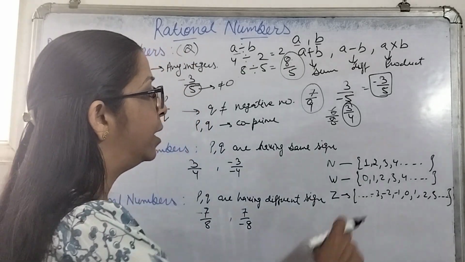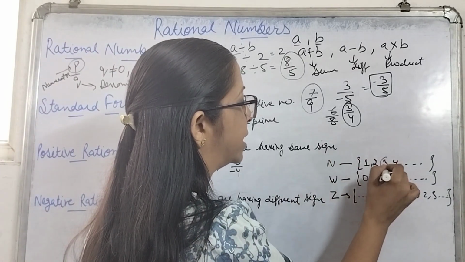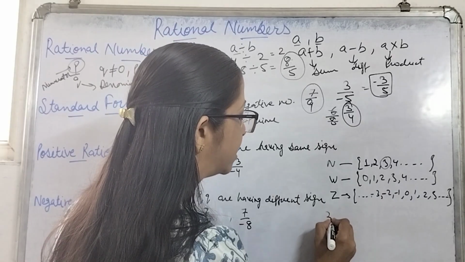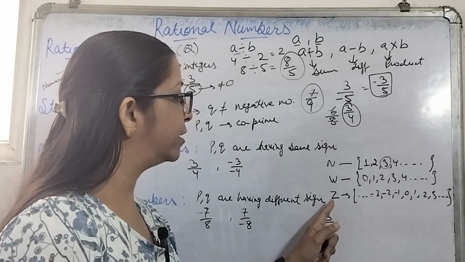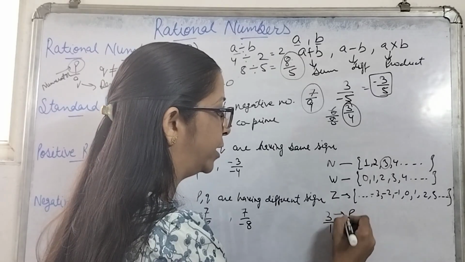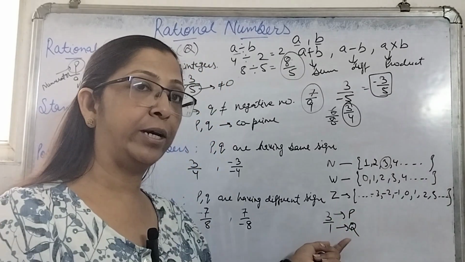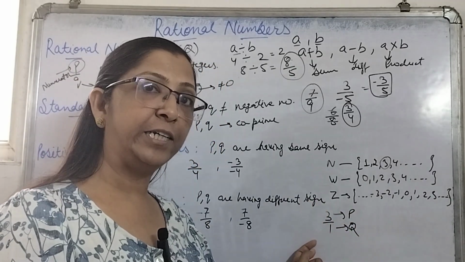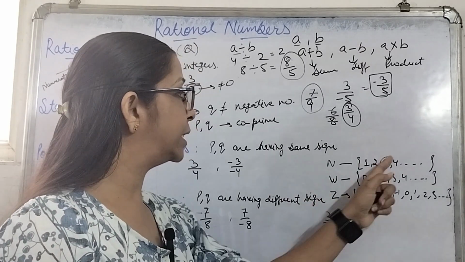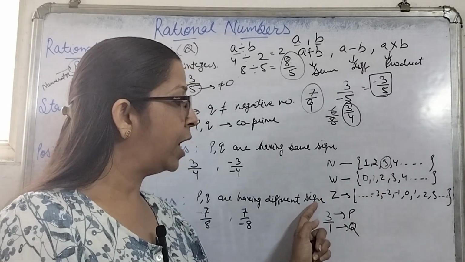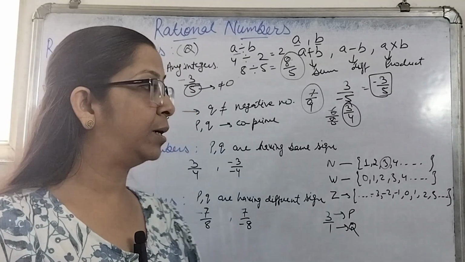How can we say that? Suppose I am taking a natural number, say 3. So 3 could even be written as 3 upon 1. Over here, the value of P is 3 and the value of Q is 1. P and Q both are integers and Q is not equal to 0. So 3 could be written as 3 upon 1, and 3 upon 1 is a rational number.